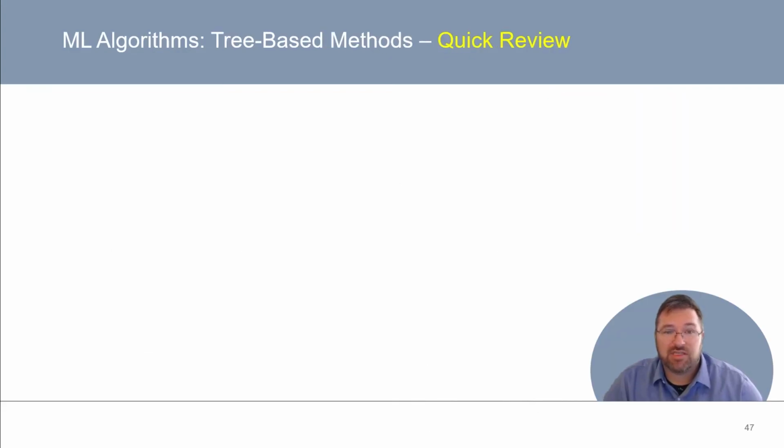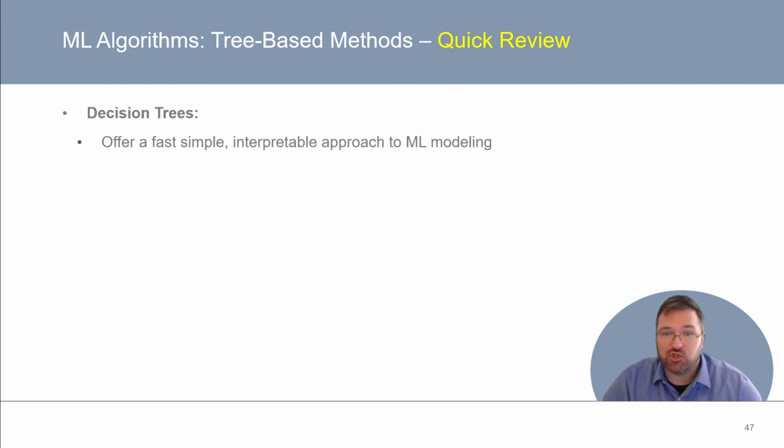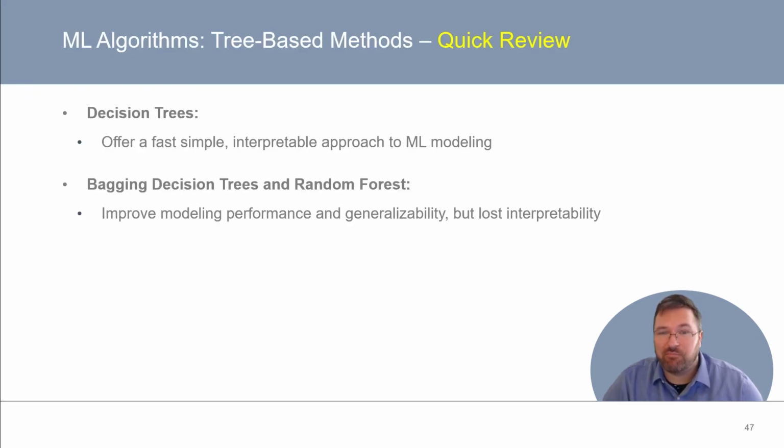We've reached the end of this closer look at tree-based machine learning algorithms. Let's quickly review the concepts and specific algorithms covered. First, we learned the fundamentals of decision trees, which offer a fast, simple, and interpretable approach to machine learning modeling. Next, we introduced the concept of bagging, and the role of bagging in bagging decision trees and random forest algorithms. These algorithms build upon decision trees, improving modeling performance and generalizability as part of an ensemble, but at the same time losing the ability to be clearly interpretable.